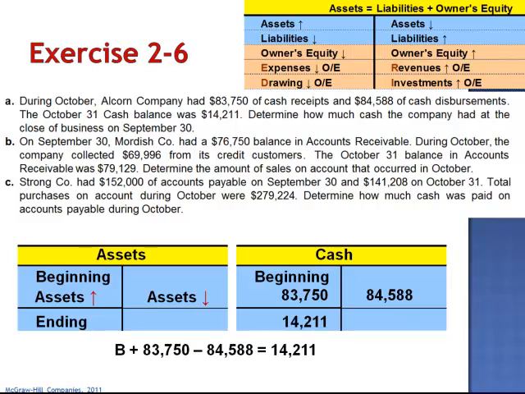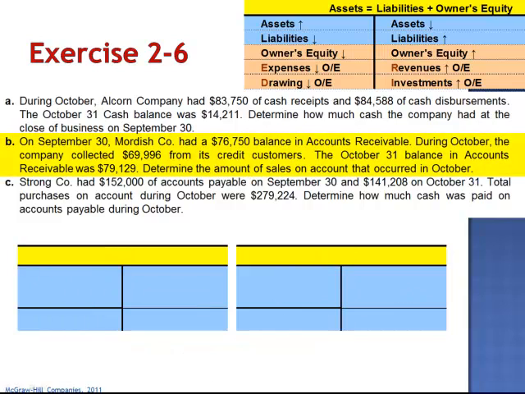When we set this up as an equation, B, the beginning balance, plus $83,750 minus $84,588 equals $14,211. When we combine the $83,750 and the negative $84,588, we have B minus $838 equals $14,211. We add $838 to each side, gives us B equals $15,049. The beginning balance is $15,049.